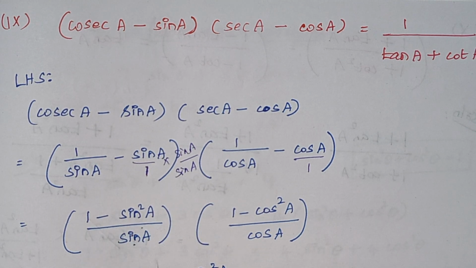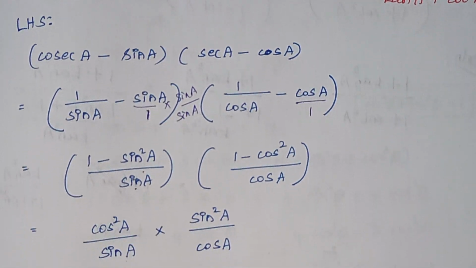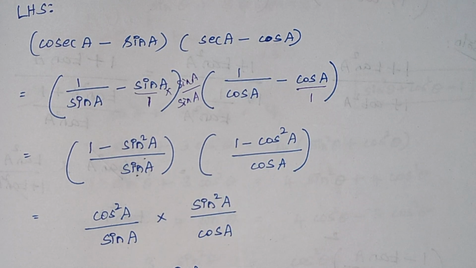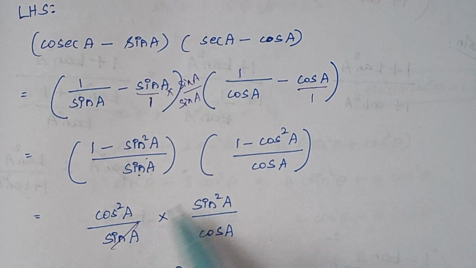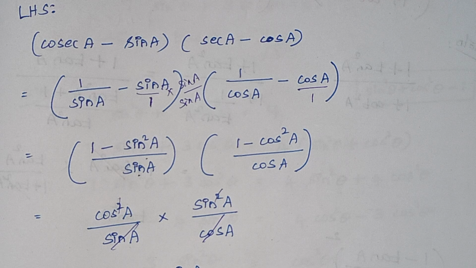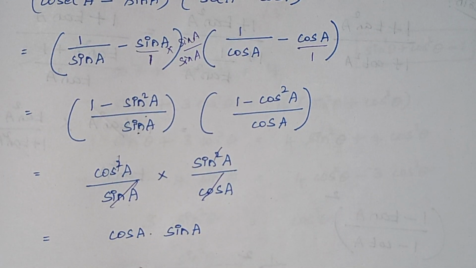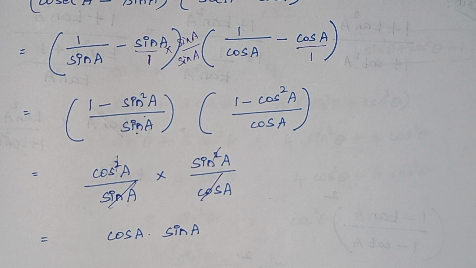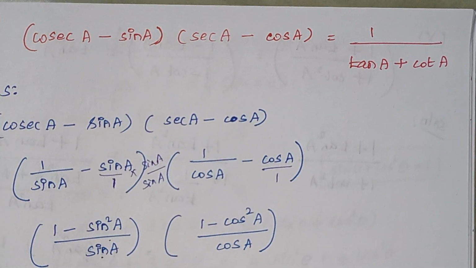So 1 − sin² A can be written as cos² A, and 1 − cos² A can be written as sin² A. So now here the sin A and the square cancel, and this square and cos A cancel, and here the answer is cos A into sin A. Okay, this is for our LHS part. Now consider your RHS part.